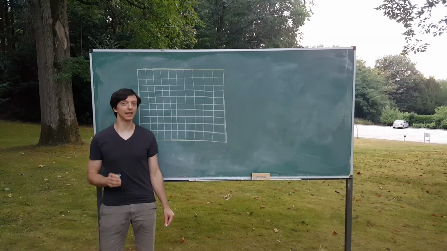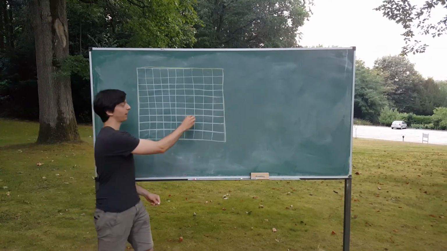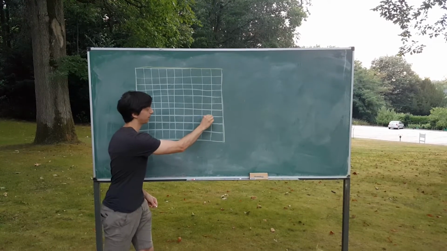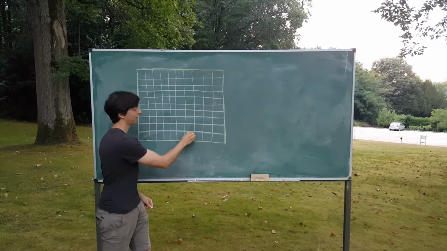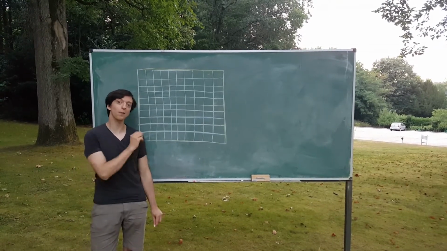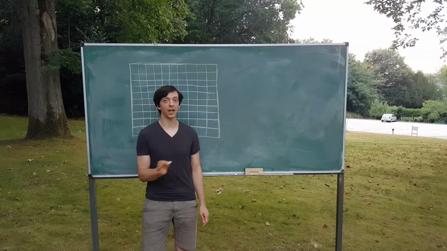Let me find at least another one for you. What about this one over here? Isn't that a square? So there are at least 102. So how many would you say in total? Okay, I agree with you.